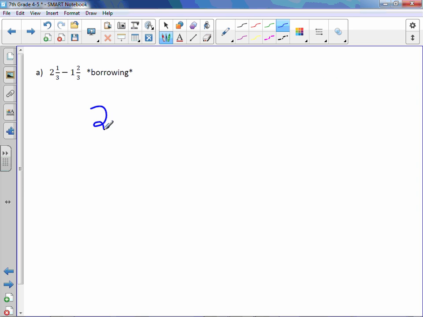So we would do 2 and 1/3, we're still going to write it vertically, minus 1 and 2/3. Now, we can't do 1/3 minus 2/3, so we need to borrow from the whole number. We need to borrow from the 2 and make it a 1. Now here's where it gets tricky. One whole amount is the denominator. So 1 whole, what I'm really doing is I'm adding 3 over 3.